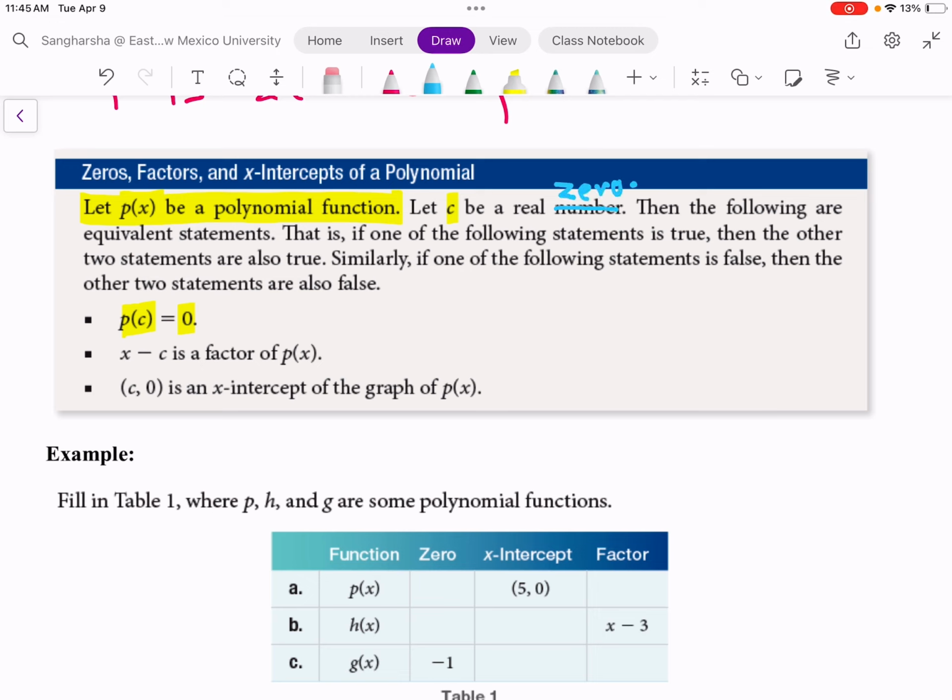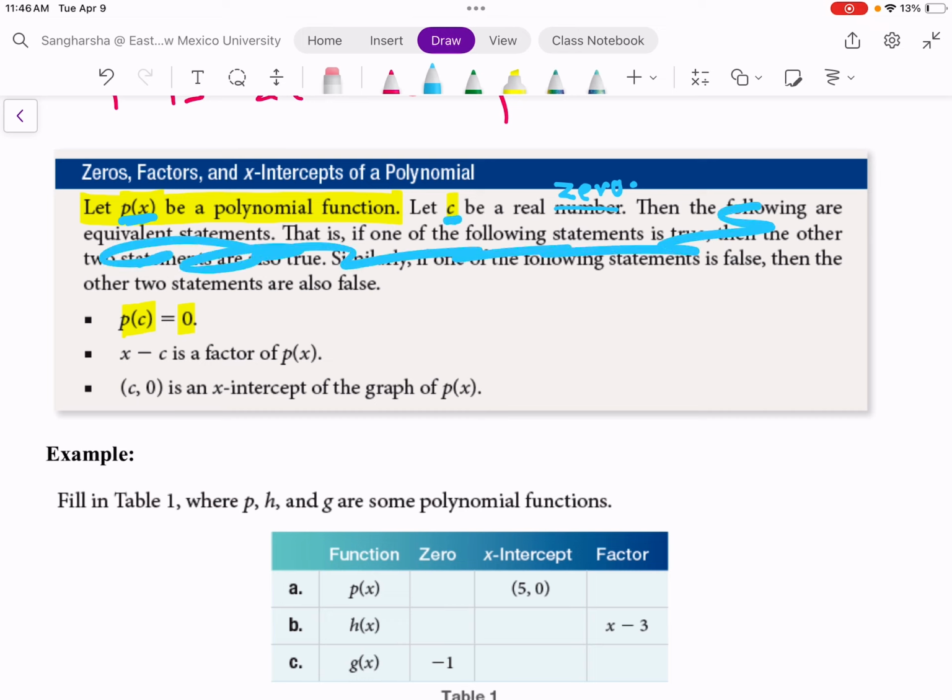Does it make a difference if we say a real number and a real 0? What is the difference between a real number and a real 0? A real number is any number, like from negative infinity to positive infinity. But if we are talking about a real 0, then those are specific numbers. Those are the x-intercepts. So we have any polynomial function p of x, and we know c is a real 0, so we don't need this remaining.